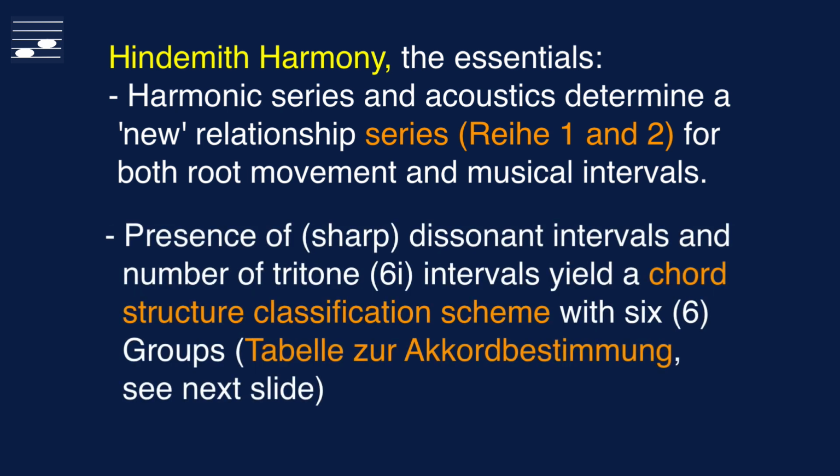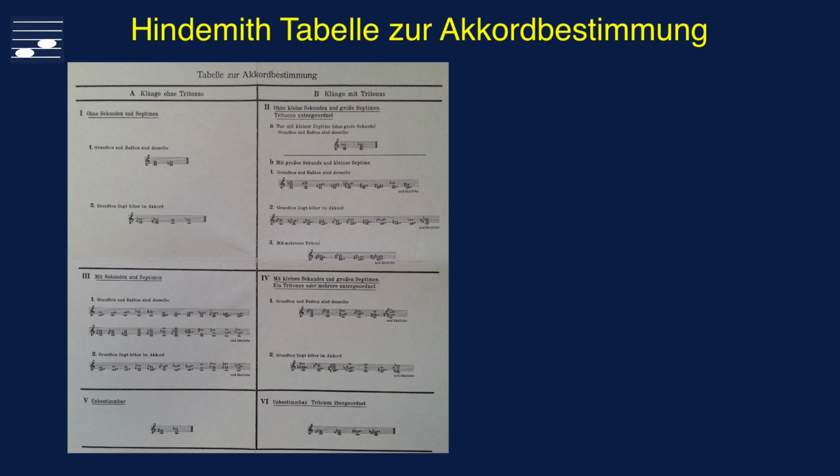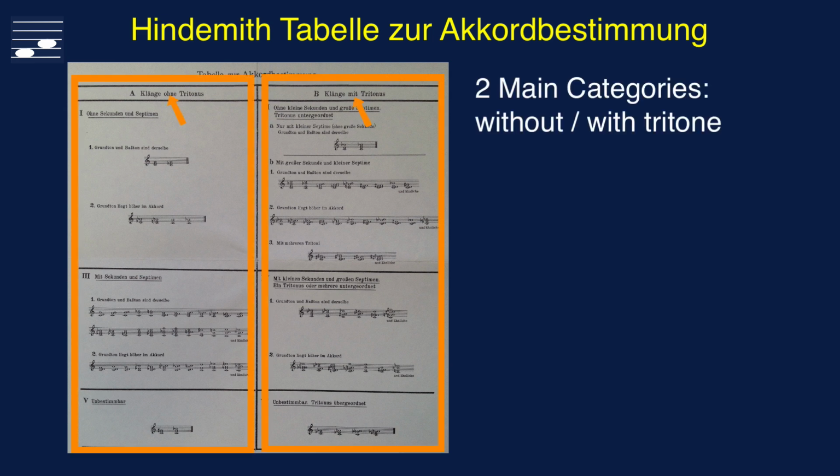This scheme also takes into account the presence of dissonant intervals and the number of tritones, leading to 6 possible chord groups. Here's the original loose-leaf appendix from the book. We see a classification with the groups and chord structure examples. The left-right separation is in 2 main categories, without and with a tritone interval.